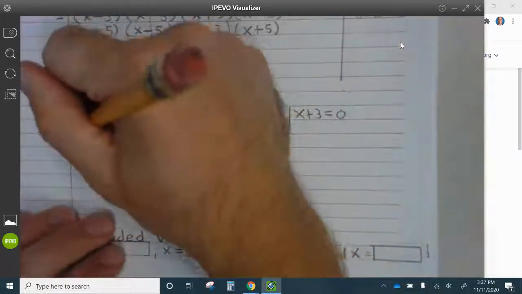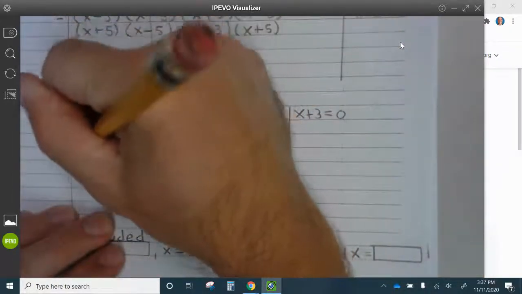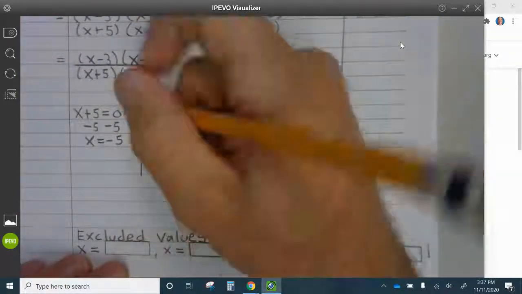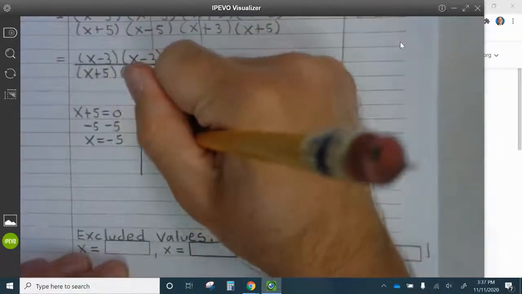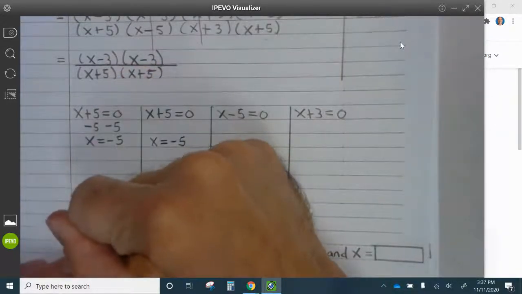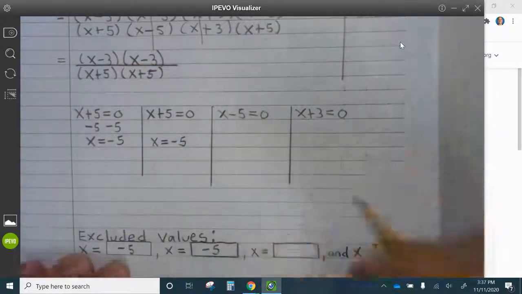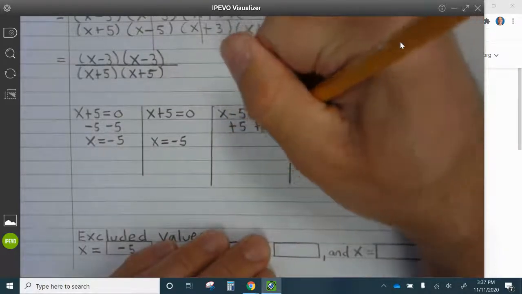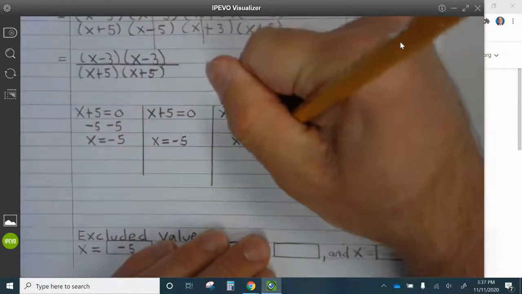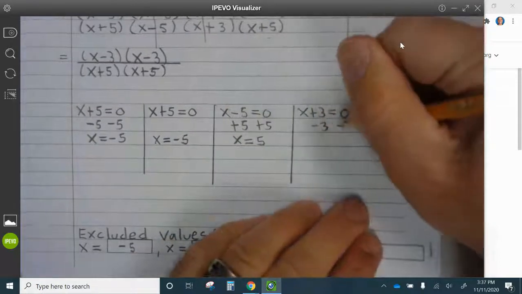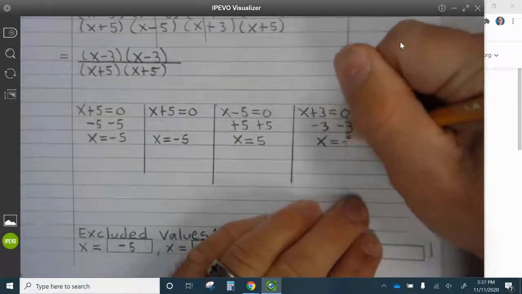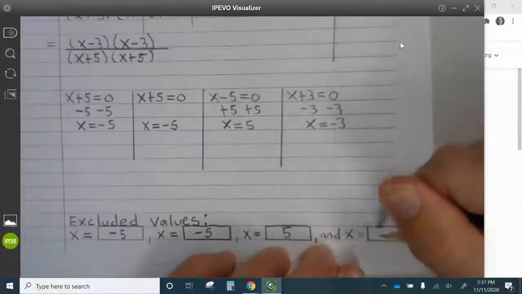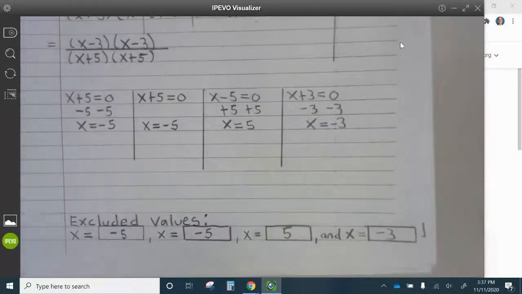All right, subtract 5 from both sides. So x equals -5. But that's the same thing, so we know that this is equal to -5 as well. So -5, -5. Add 5 to both sides. X equals 5. Subtract 3 from both sides. X equals -3. So 5 and -3. Okay?